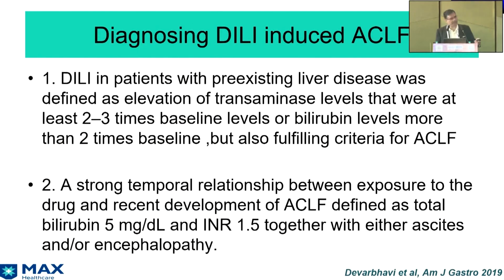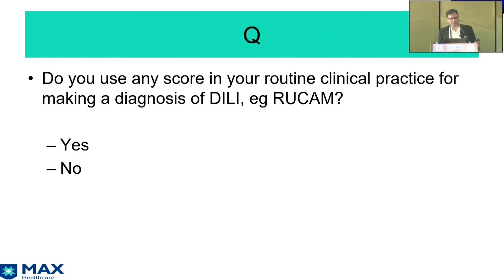So this I have picked up from the criteria which Dr. Harshad used in his particular study, on how they diagnosed DILI-induced ACLF in a patient who has pre-existing liver disease: an elevation of transaminases that was at least 2 to 3 times the baseline, or bilirubin levels more than 2 times baseline, also fulfilling the APASL criteria for ACLF. This is how they diagnosed DILI-induced ACLF in their patients.